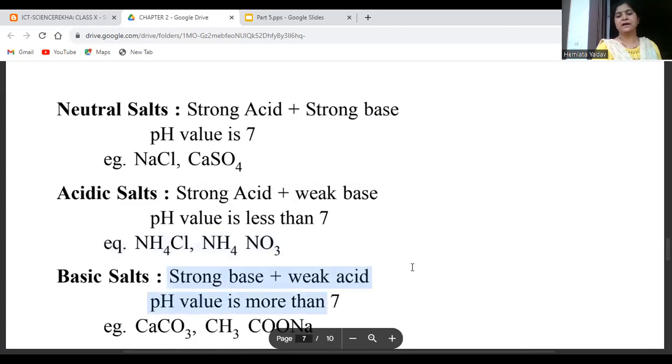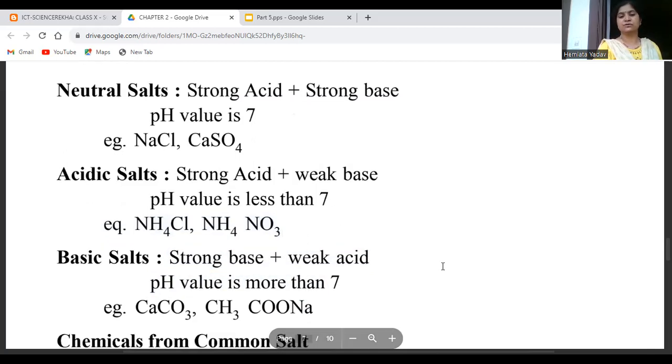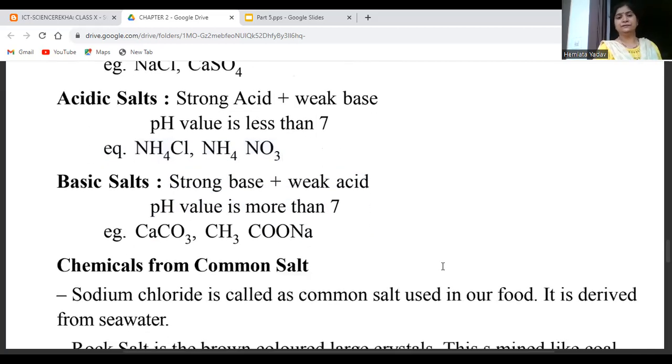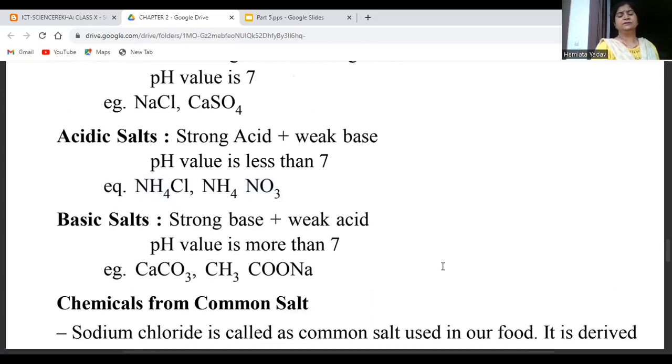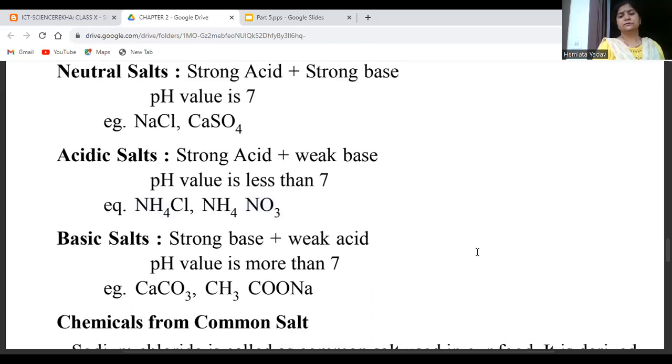Strong base and weak acid react. The pH value is more than 7. CaCO3 and CH3COONa are basic salts.